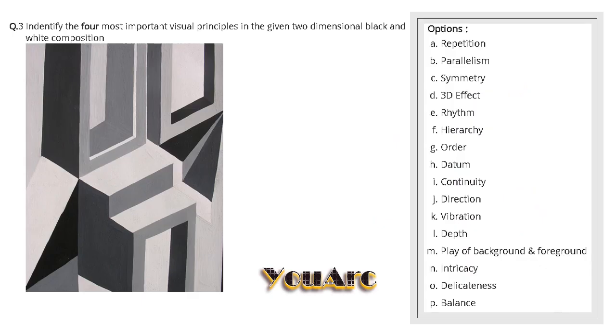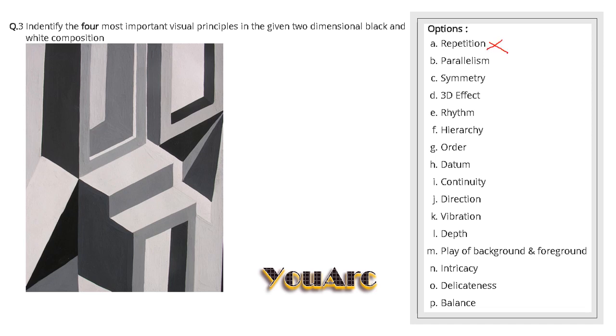So let's see the third question of NATA, which is again to identify the four most important principles in a 2D black and white composition. Let's see the options here. Repetition. I don't feel any elements which are continuously repeated here. We have this rectangle getting repeated, but not in a continuous way. There is some difference, right? So I don't feel repetition here.